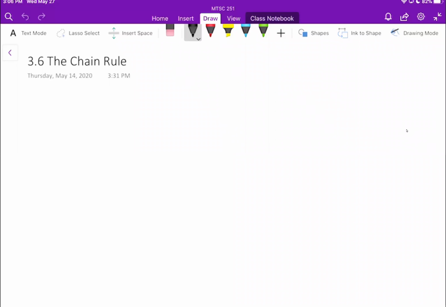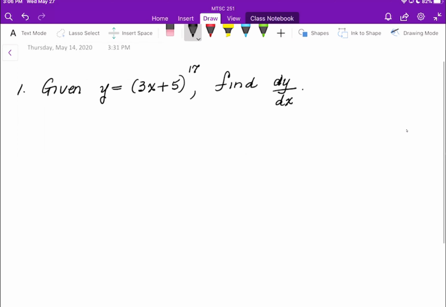In this section, we're doing problems that involve using the chain rule. First problem, given y is equal to (3x + 5) to the 17th power, we need to find dy/dx. So let's let u equal 3x + 5, and then y is equal to u to the 17th power.